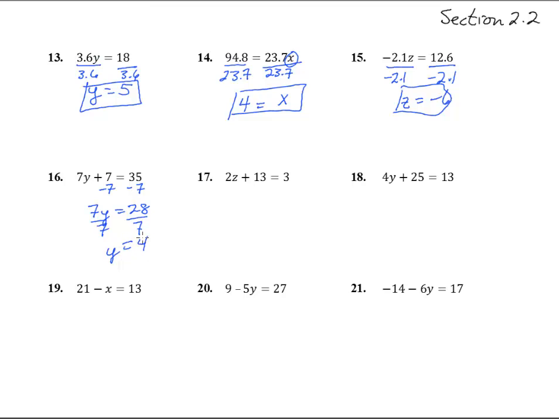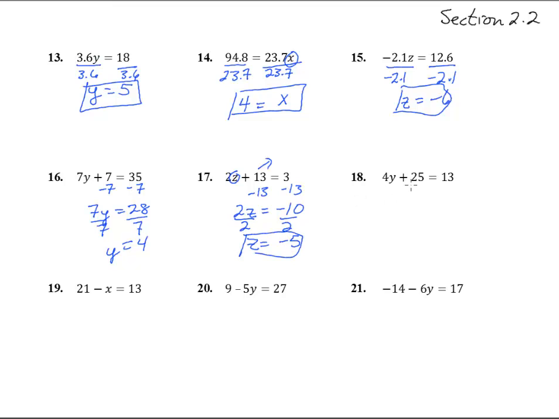Number 17. 2z plus 13 equals 3. Again, we're trying to get z by itself, so let's get rid of that by minusing a 13, minus a 13. 2z then equals negative 10. Divide by 2 to break up this multiplication here, and we get z equals negative 5.